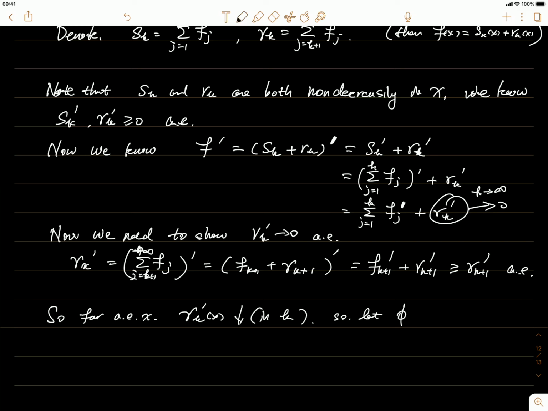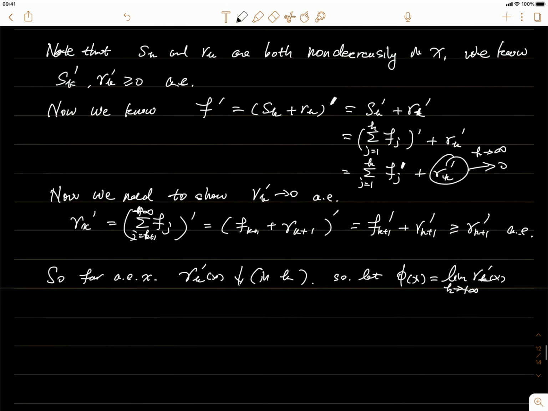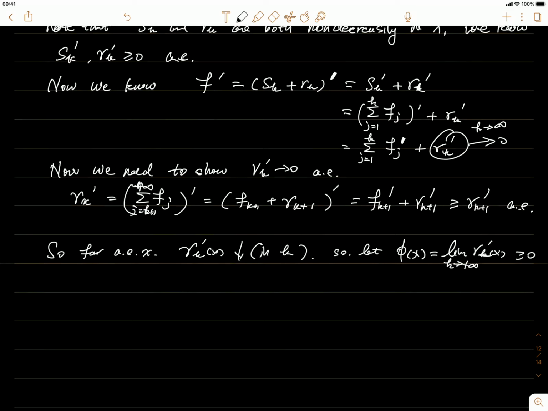Let phi of x be the limit of r_k prime of x when k goes to positive infinity. And this phi(x) is defined almost everywhere. If r_k prime is not defined, or it is not converging at the point x, then we just set phi(x) to be an arbitrary value. But the point right now is that we know phi is greater than or equal to 0, since every one of our r_k prime is greater than or equal to 0.